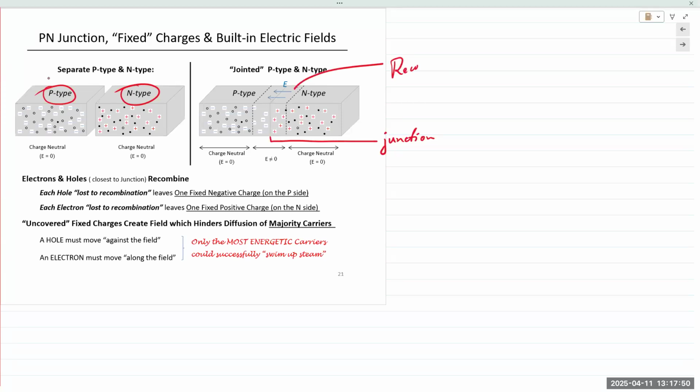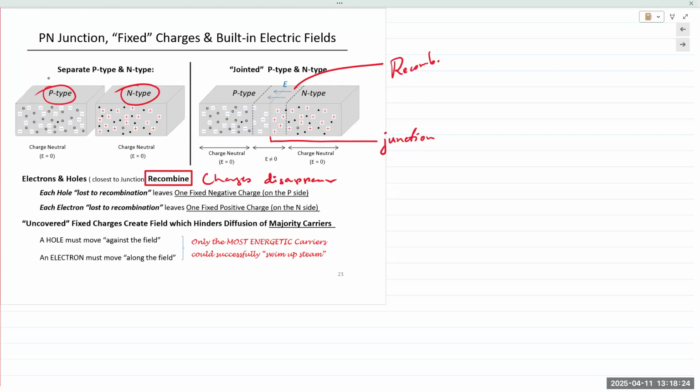So recombination is right here. And the charges disappear, right? Electron falls into a hole, one negative charge and one positive charge goes away. So charges disappear. But what is left behind are the ionized atoms because they are immobile, right?